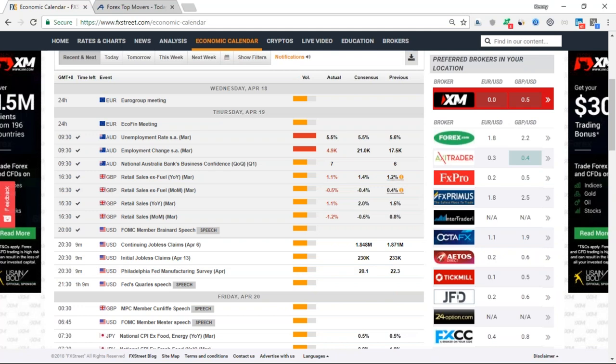Now that's how the economic calendar looks, and you've got various economic calendars in Forex Factory, FX Street and various others. One of the most important things for you to understand is to actually filter for the day. Let's say, for example, today is Thursday. Now, in FX Street, for example, there's no one perfect way of looking into the economic calendar.